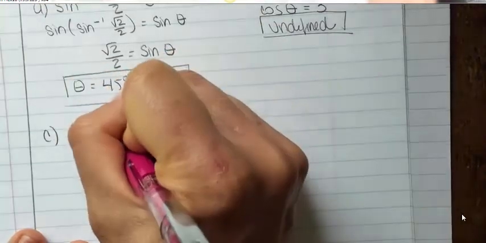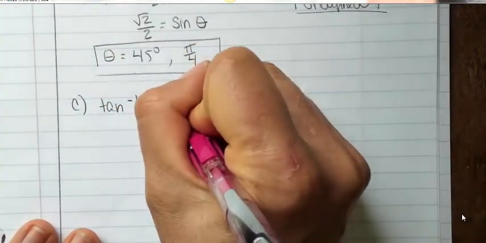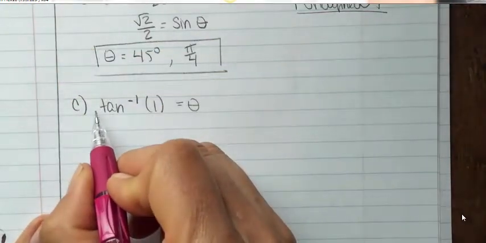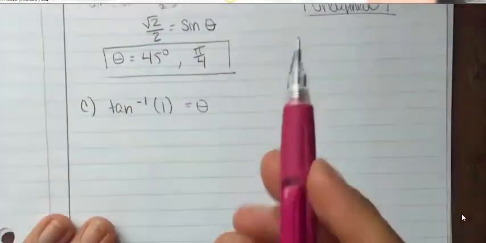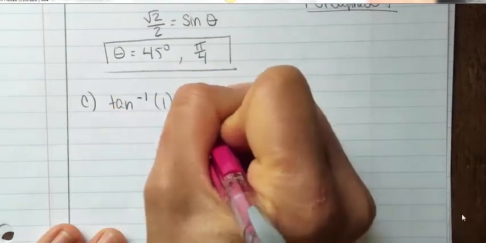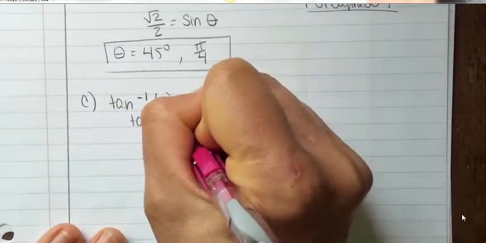Tan inverse of 1. Okay, so the question here is, what is that going to equal, right? So I like to set it equal to theta, and then I like to switch the inputs and outputs so that I can get back to the original function. Or basically that means take the tan of both sides, just like I did up here. By doing that, on this side I would get 1 equals tan theta. I'll rewrite it so it makes a little more sense. Tan theta equals 1.